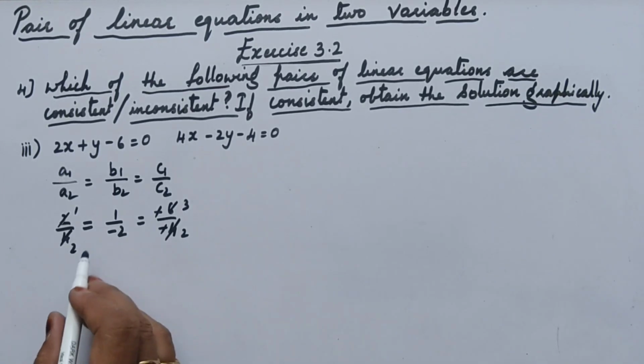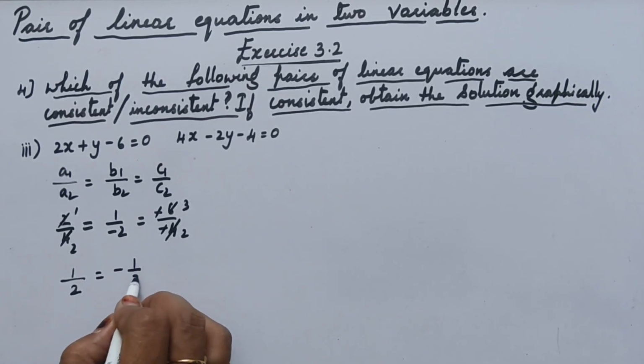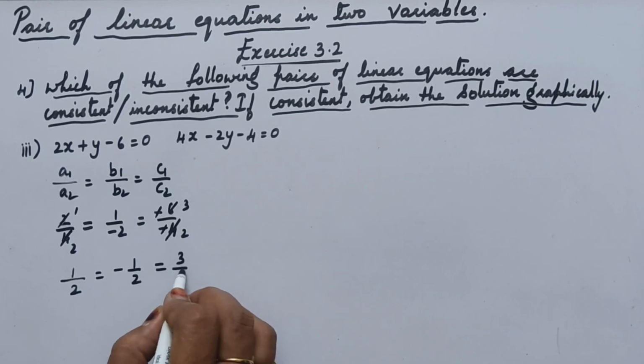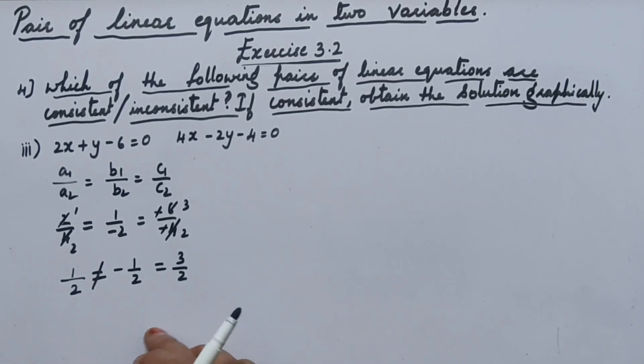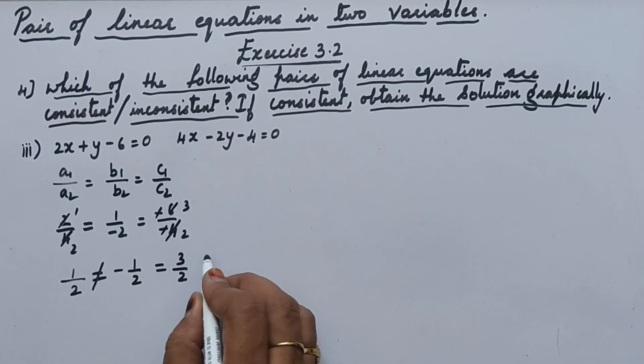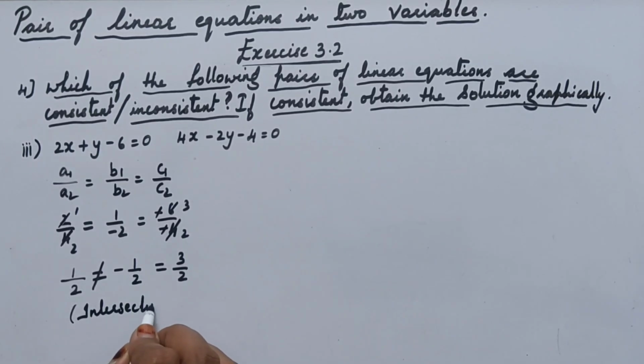Now students, here it is 1 upon 2 equal to minus 1 upon 2 equal to 3 upon 2. As these are not equal, it means it is intersecting and it is consistent.